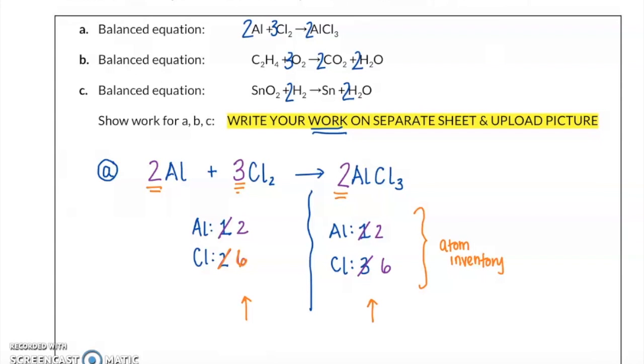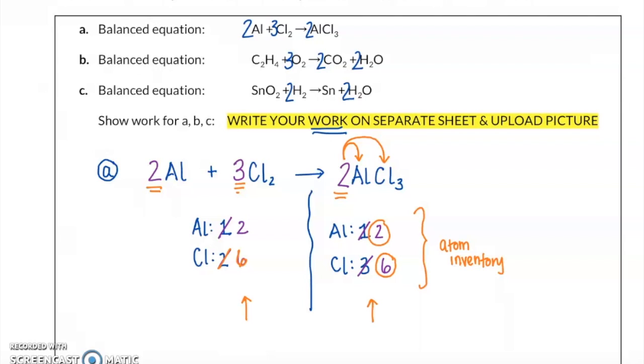One common pitfall that I noticed is when putting a coefficient in front of a molecule, remembering that that 2 in front of AlCl3 goes both to the aluminum and the chlorine. So that means that I have 2 aluminum and I have 2 Cl3s, a total of 6 Cls. So make sure that you are applying that coefficient to the entire molecule.